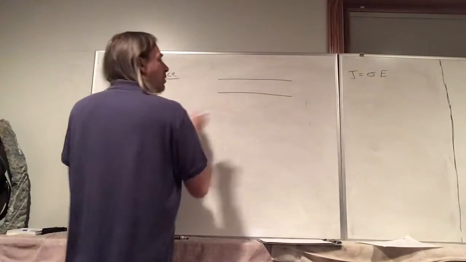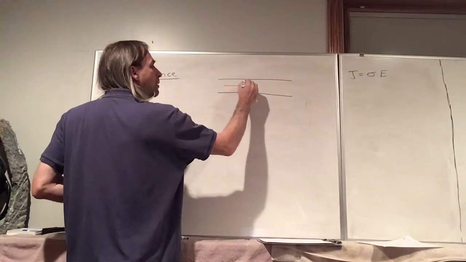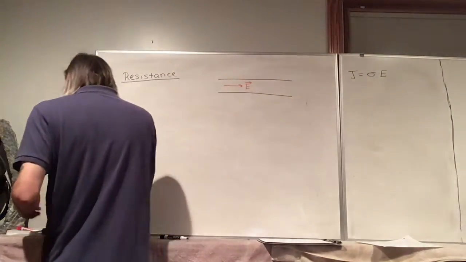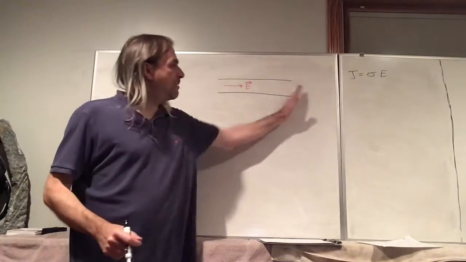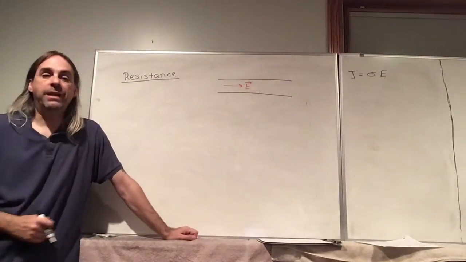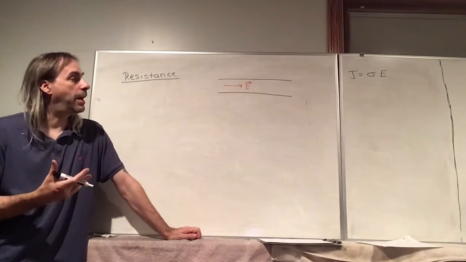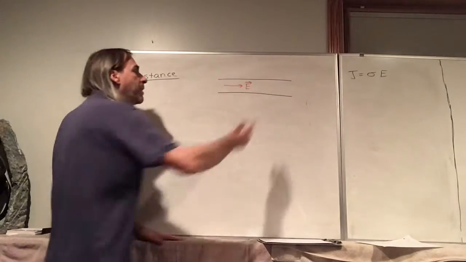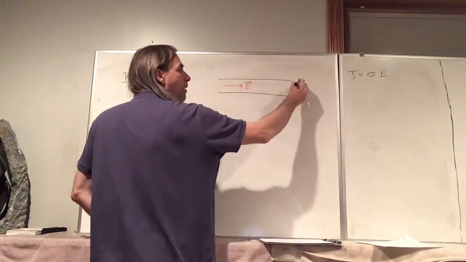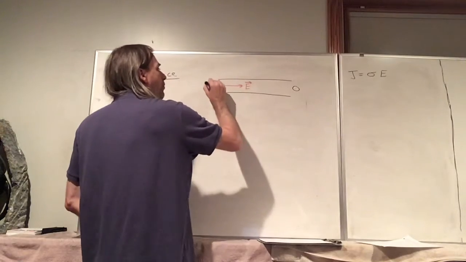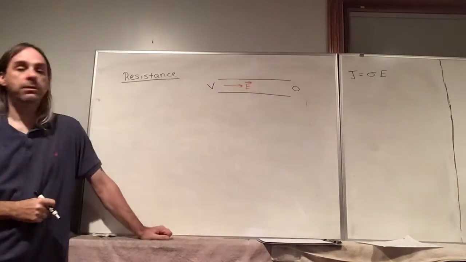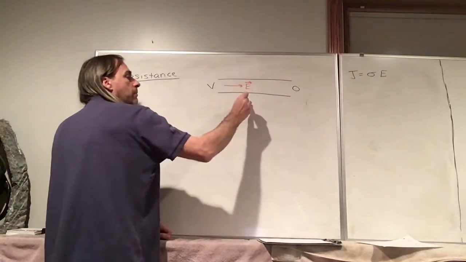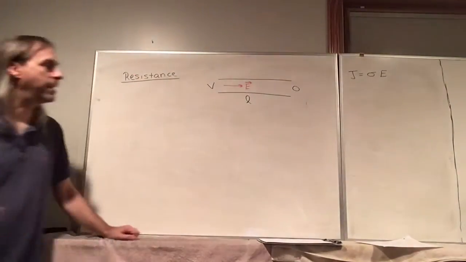Say we apply an electric field E. There's going to be a potential difference between the ends of the wire. And we know electric fields go from high potential to low potential. So let's set the right end of the wire to 0. And the left end, we'll just say it's V. And the length of the wire we'll say is L.